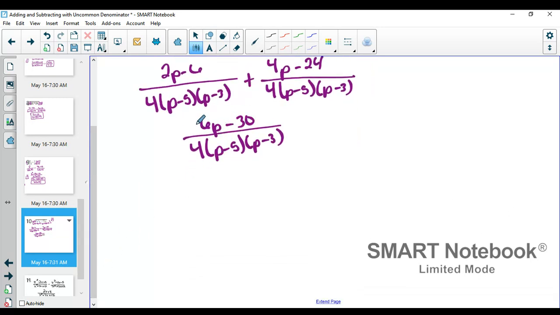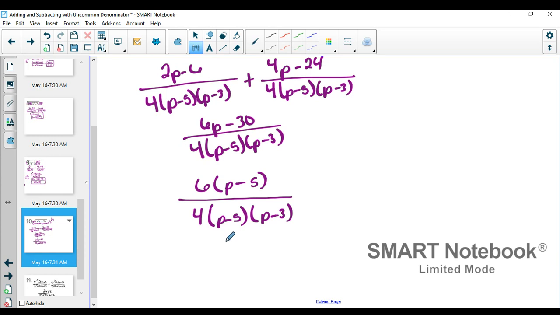And now you're going to factor out the common factor in this numerator. So that common factor is 6. So 6p divided by 6 is p. 30 divided by 6 is 5. So we have p minus 5 all over 4 times p minus 5 times p minus 3. And you're going to simplify what you can. So the p minus 5s, there's one in the numerator and the denominator. So those are going to go away. And then we can simplify 6 over 4 to 3 halves, and then we still have the p minus 3. So all of that simplifies to 3 over 2 times p minus 3. And that is all of our examples.